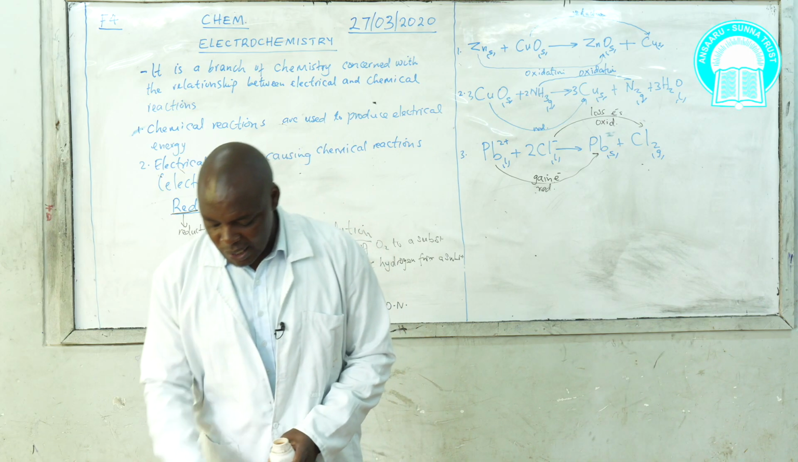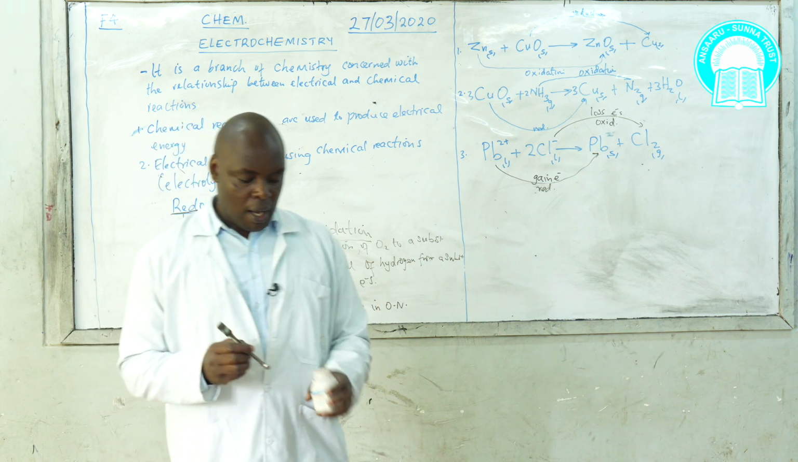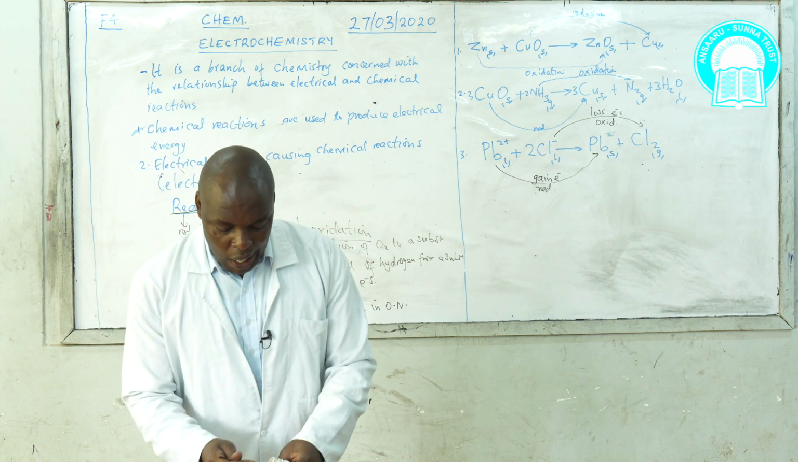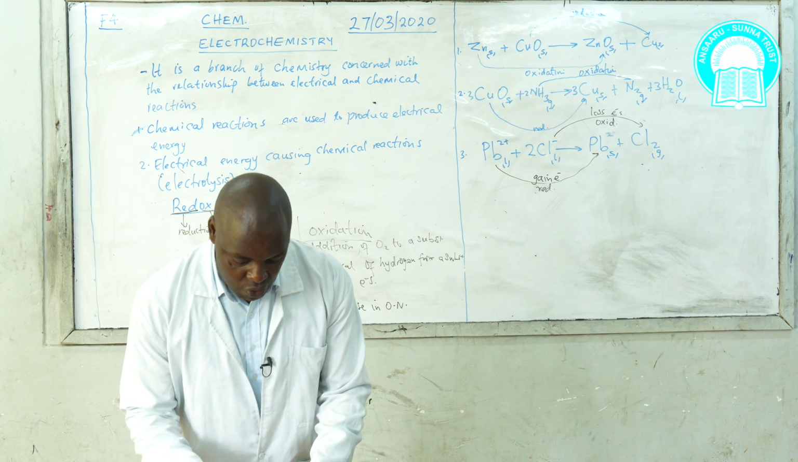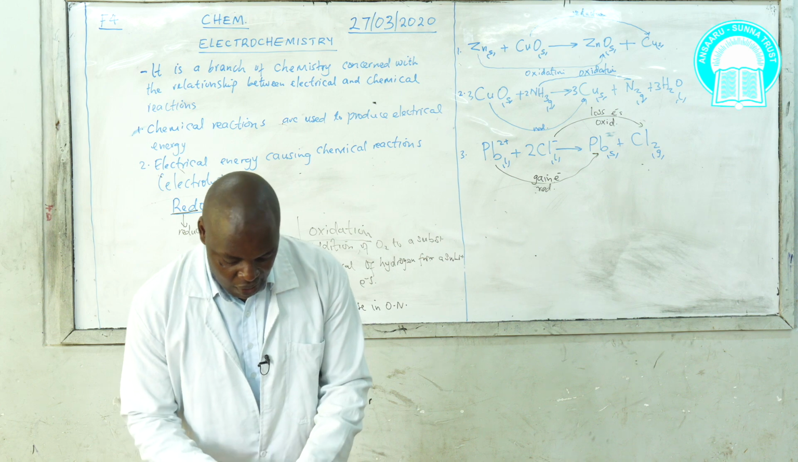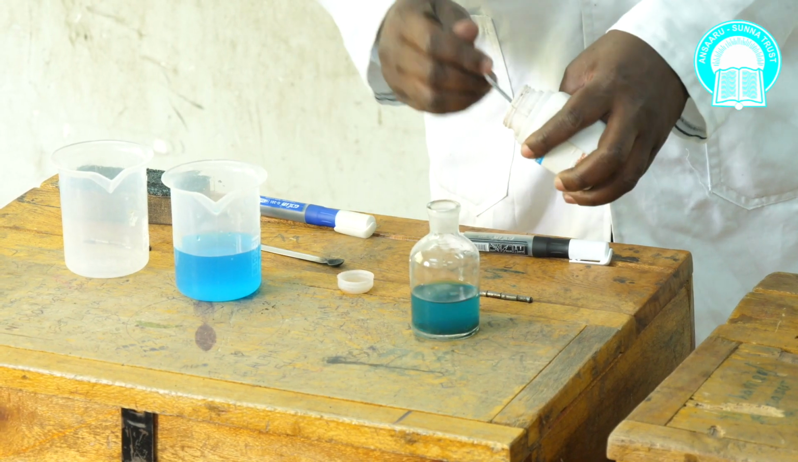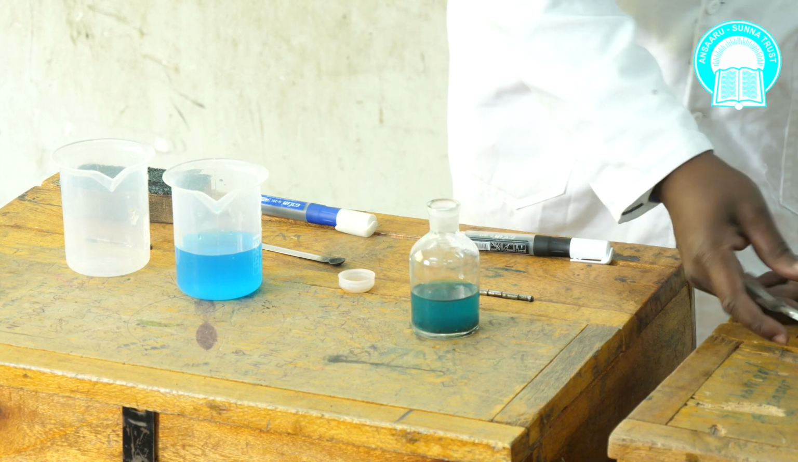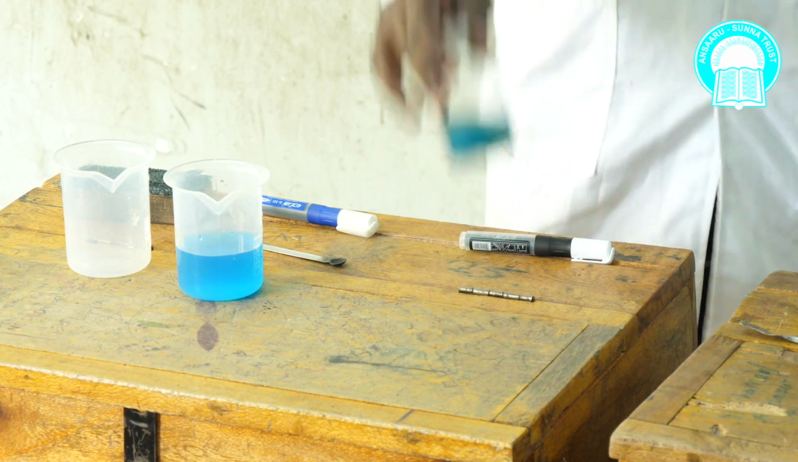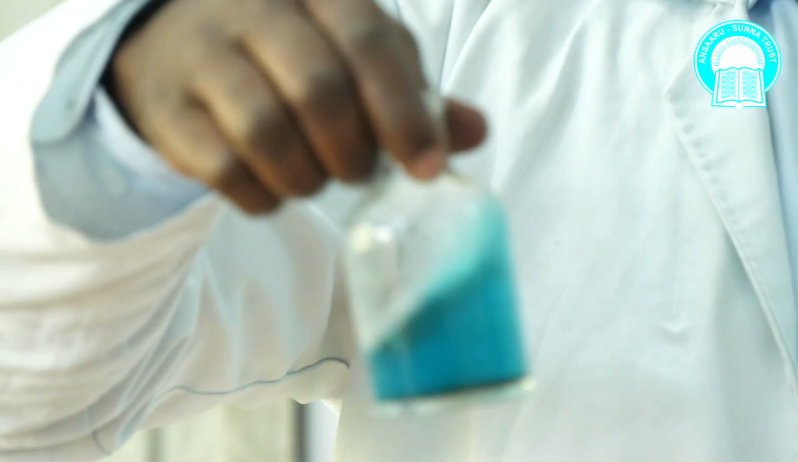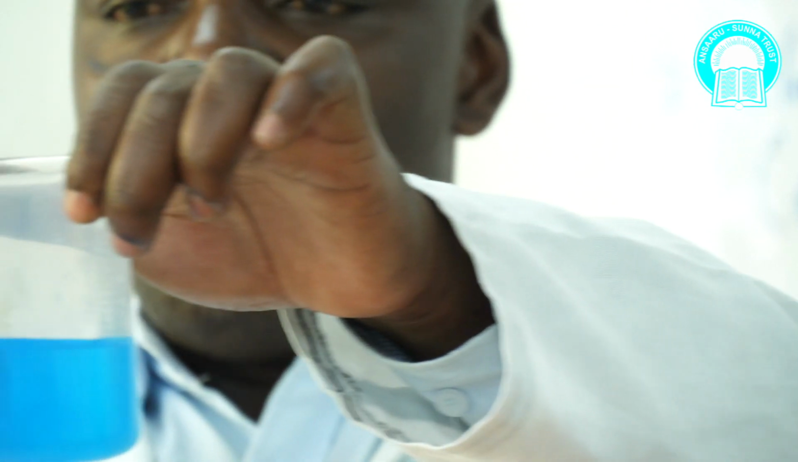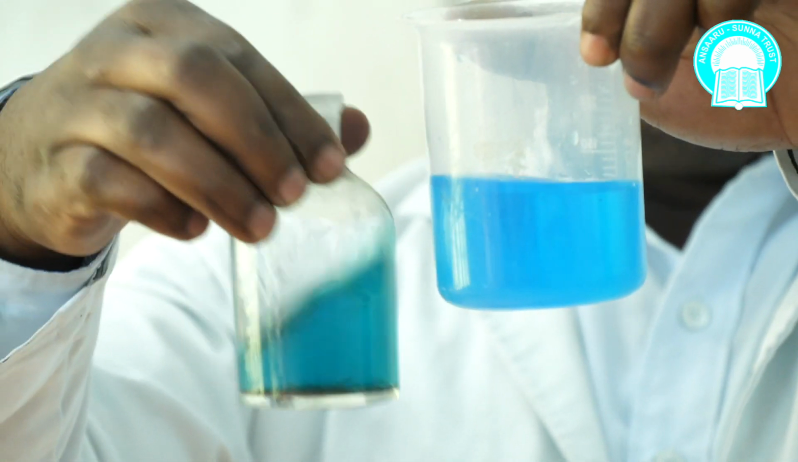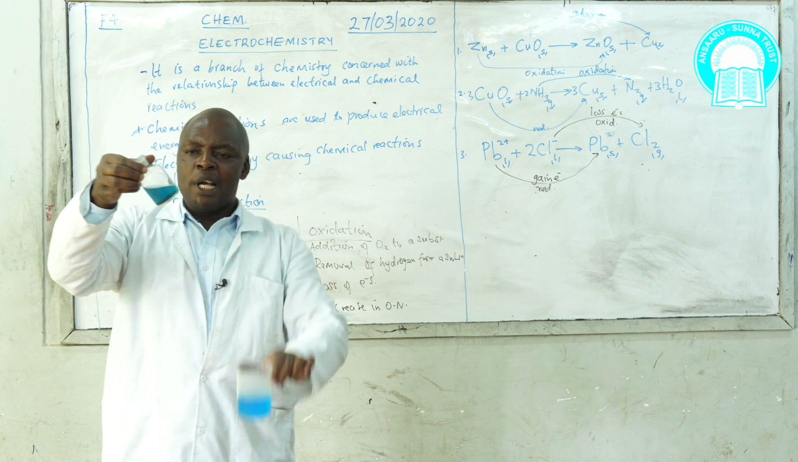I'm going to do two demonstrations to see what happens when iron powder is added to a solution of copper 2 sulfate. So I have added some iron filings to the solution of copper 2 sulfate. You can see that the color of the solution changes from blue to pale green.